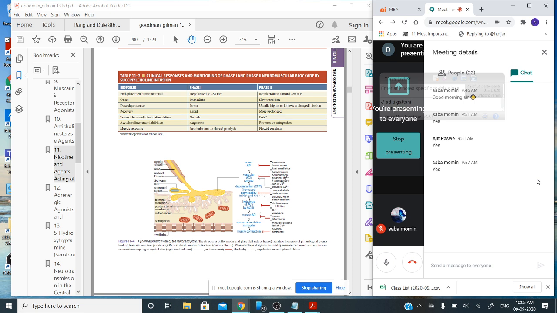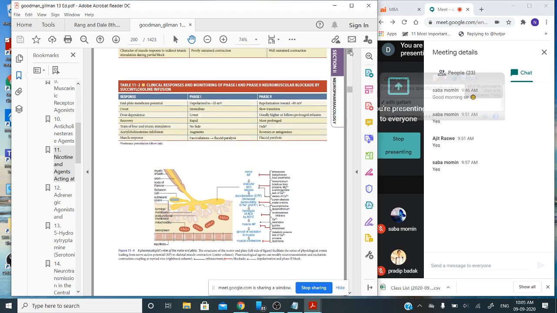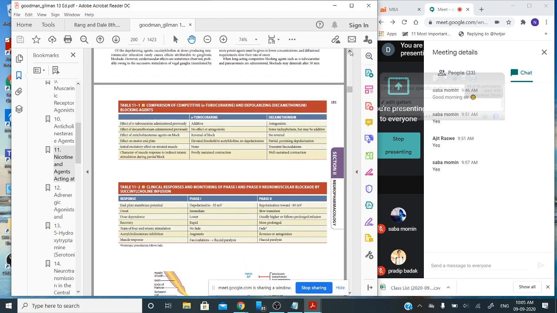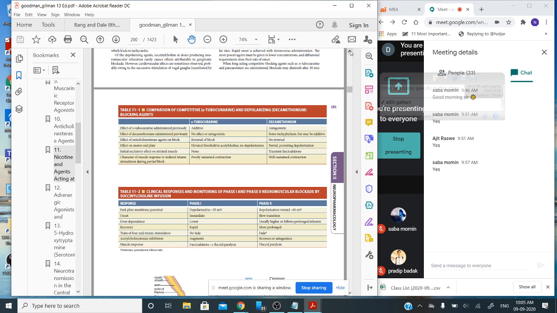We are concentrating on only two classes which we have seen. Examples are curare alkaloids or snake toxins, and succinylcholine and decamethonium. Both have totally opposite actions, but they do the job in a similar fashion, and therefore we classify them into two types. We call them non-depolarizing and depolarizing skeletal muscle relaxants.